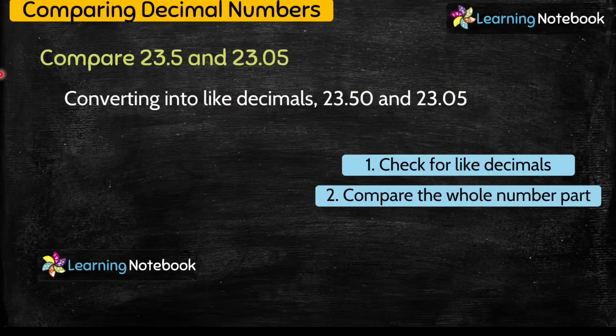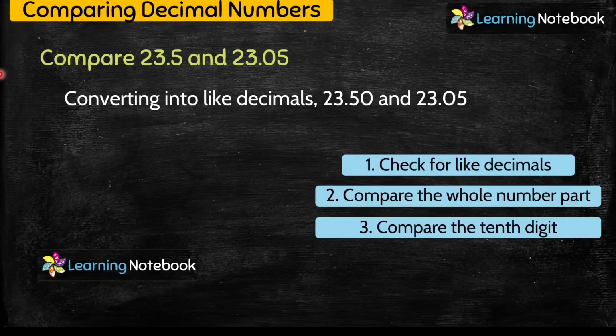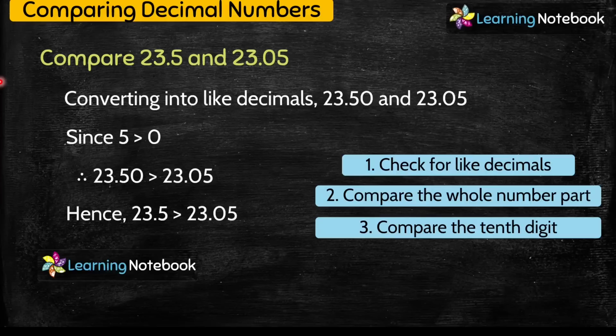In step 2, let's compare their whole number part. But both of them have same whole number part, that is 23. So let's go to step number 3. Here we will compare their 10th digit. And since 5 is greater than 0, so we can say 23.50 is greater than 23.05.